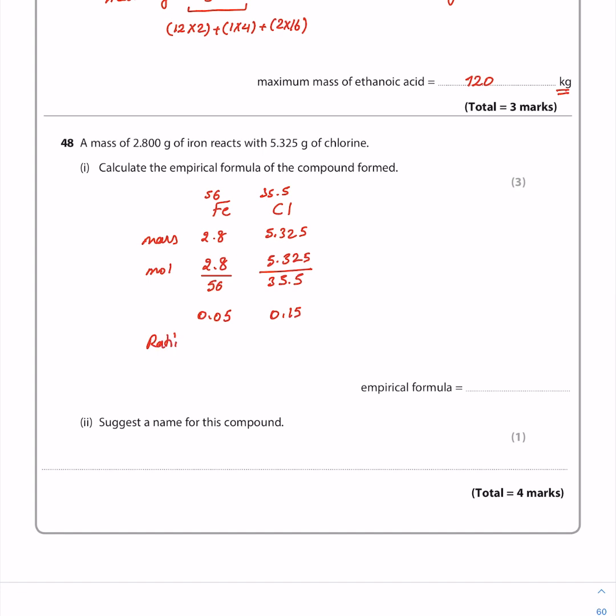We get the ratio by dividing by the smaller number, which is 0.05. 0.05 over 0.05 gives you 1 and 0.15 over 0.05 gives you 3. So the ratio is 1 to 3, and so the empirical formula of this compound is FeCl3. Part b: suggest a name for this compound. The compound will be called iron 3 chloride. Iron 3 chloride.